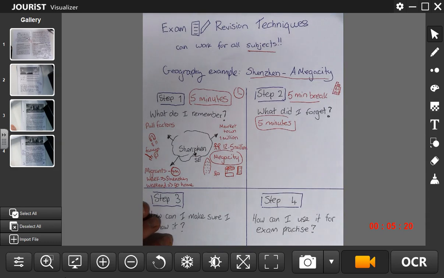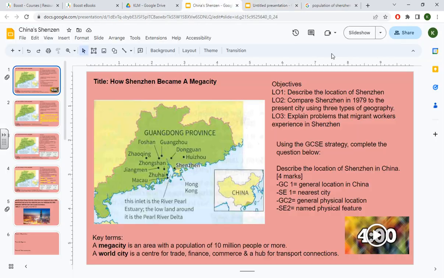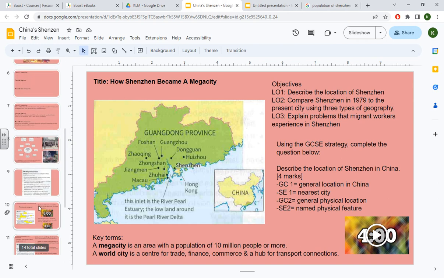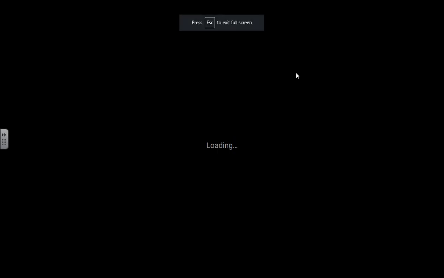So I'm going to do this one in green this time, and I'm just going to show you some information about Shenzhen. So here's some information here. So let's see what we included and what we forgot.